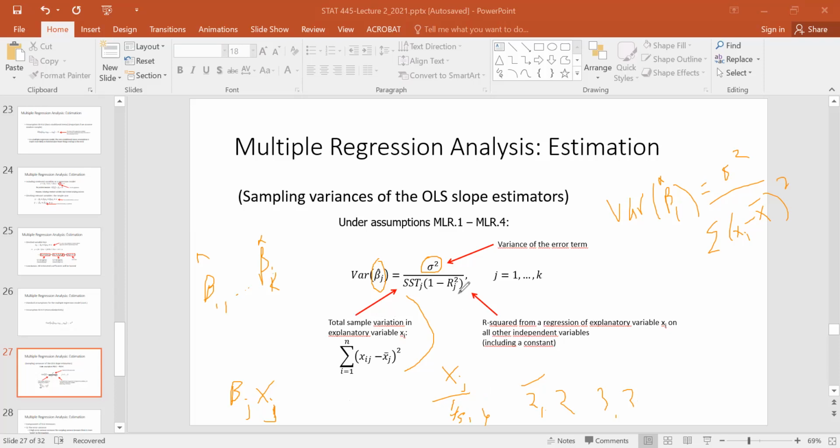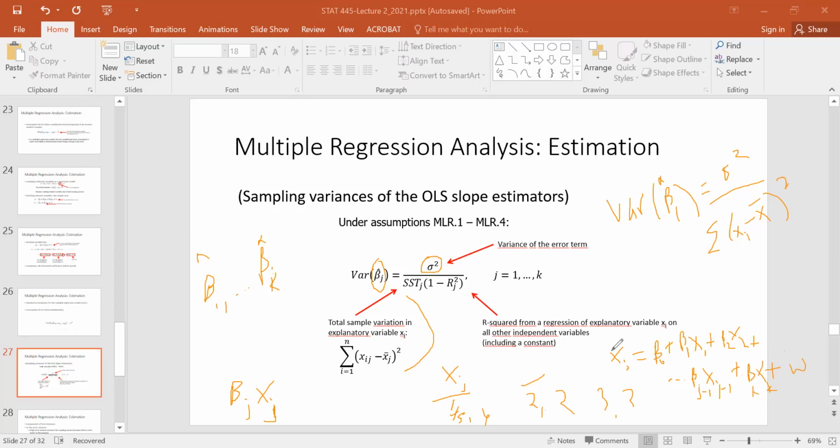So that's it. And 1 minus r squared j. Pay attention, this r squared is different. It comes from regressing that variable xj on all other regressors. The other regressors, let's say beta 1 x1 plus beta 2 x2 plus beta j minus 1 x j minus 1, because I don't have the j. J is the one we are working with, so you skip and go to the end. Beta k xk plus an error term.